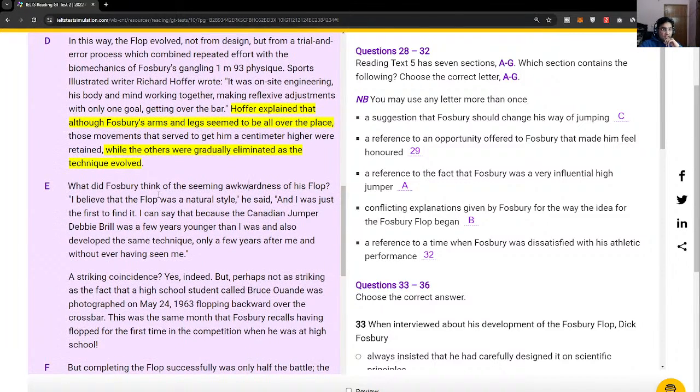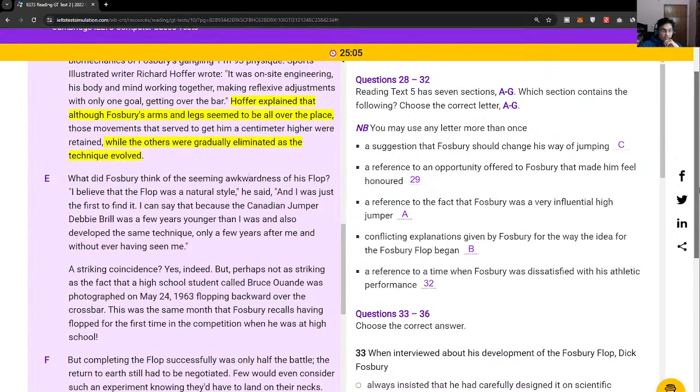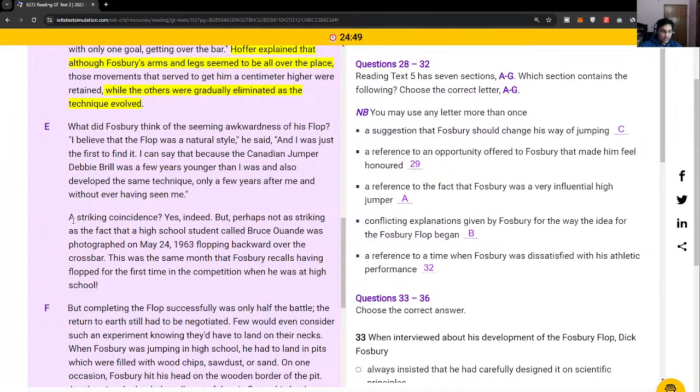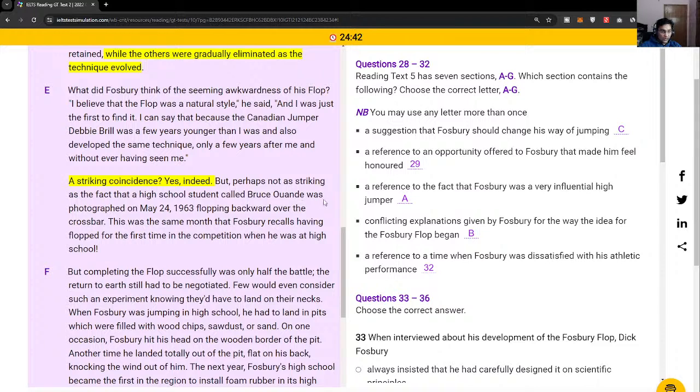What did Fosbury think of the seeming awkwardness of his flop? "I believe that the flop was a natural style," he said, "and I was just the first to find it. I can say that because the Canadian jumper, Debbie Brill, was a few years younger than I was and also developed the same technique only a few years after me and without ever having seen me." Striking coincidence? Yes, indeed, but perhaps not as striking as the fact that a high school student called Bruce one day was photographed on May 24, 1963, flopping backward over the crossbar. This was the same month that Fosbury recalls having flopped for the first time in competition when he was at high school.